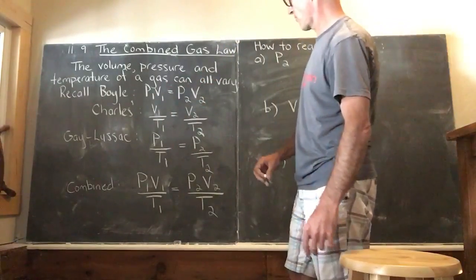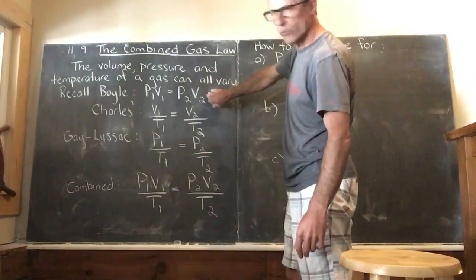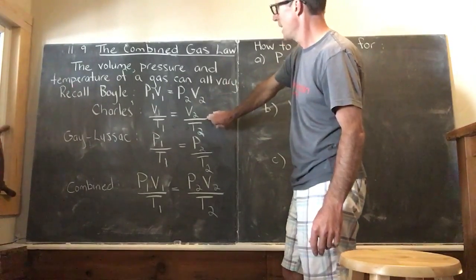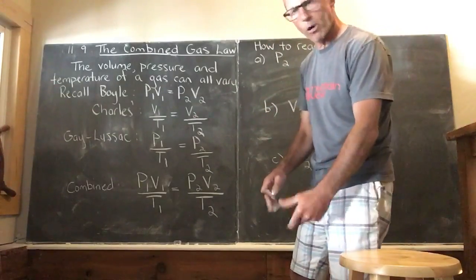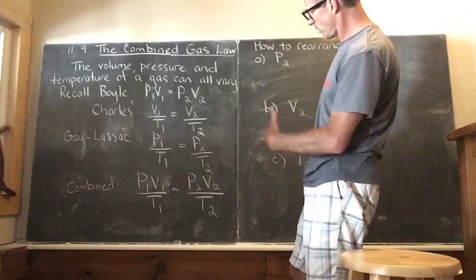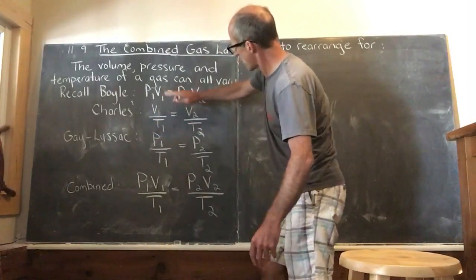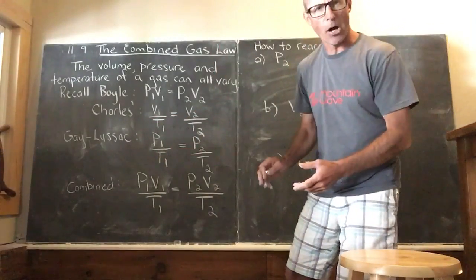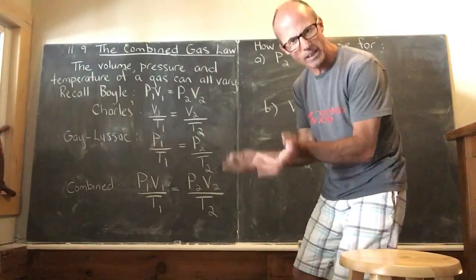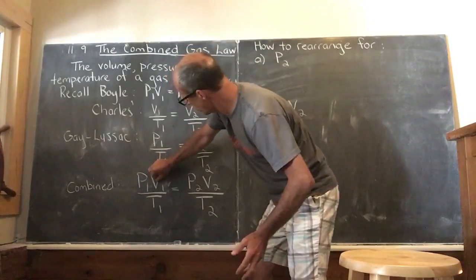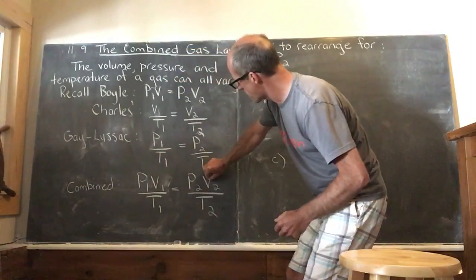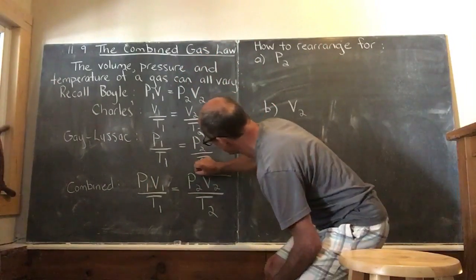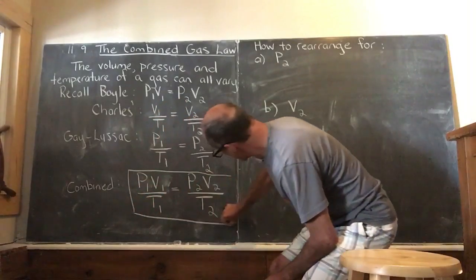We have our equations in front of us. Boyle's law, P1V1 equals P2V2. Charles' law, V1 over T1 equals V2 over T2. Gay-Lussac's law, P1 over T1 equals P2 over T2. Well, you can see that volume and pressure are both in the numerator or on the top. Temperature happens to be on the bottom. So if we bring these together, it kind of makes sense that we're going to have P1V1 and P2V2 on the top and T1 and T2 on the bottom. And this, my friends, is known as the combined gas law.